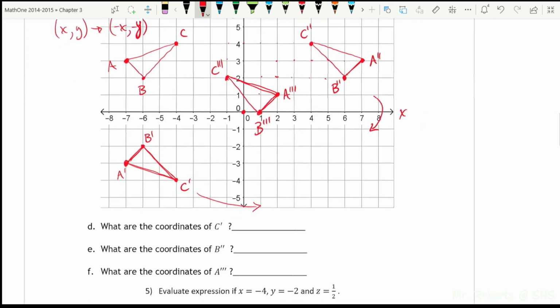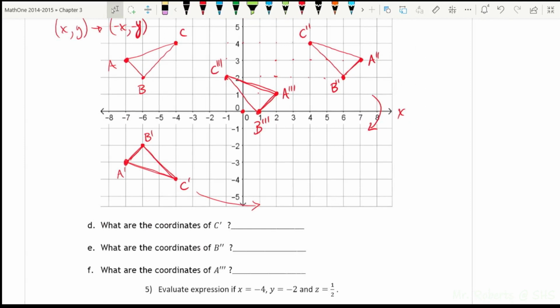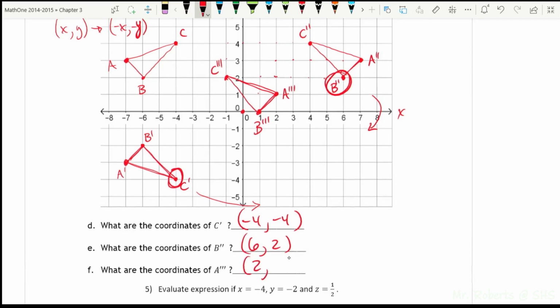And then there's a couple checking points here. It says, what are the coordinates of C prime? I can see C prime, it's right here. C prime is at -4, comma, -4. Those are its coordinates. What are the coordinates of B double prime? B double prime is living at 6, comma, 2. That's right here. That's B double prime. And then finally, what are the coordinates of A triple prime? Okay, A triple prime is apparently at 2, comma, 1. That's that point right there.